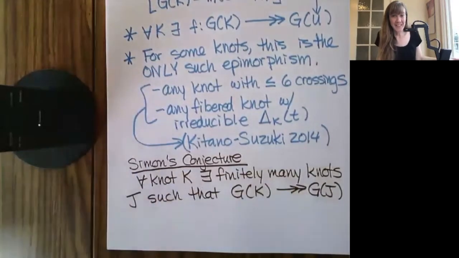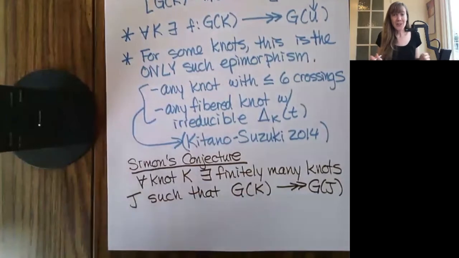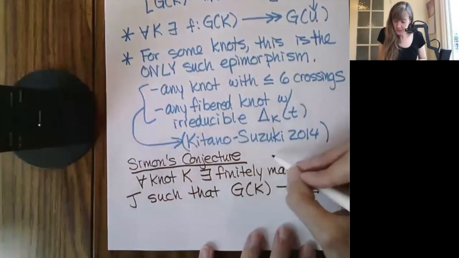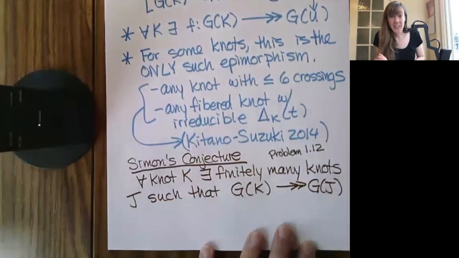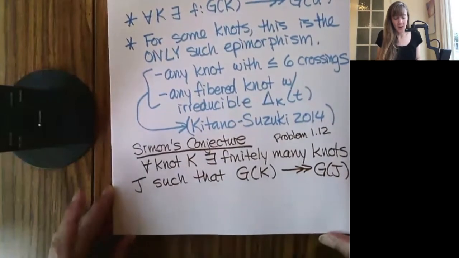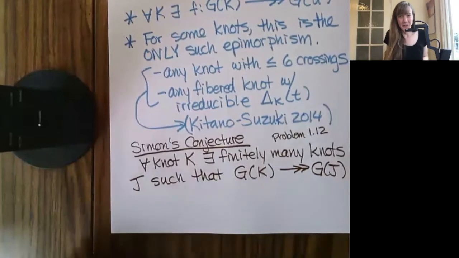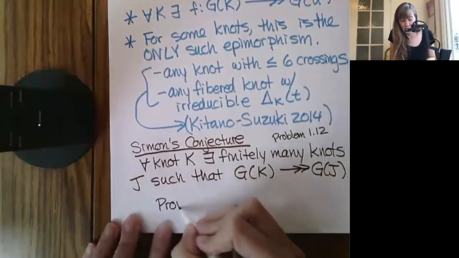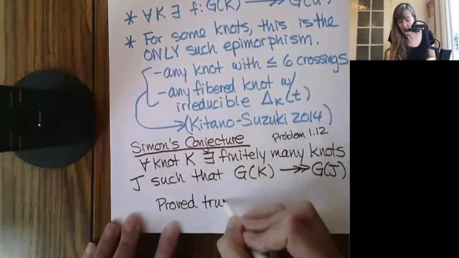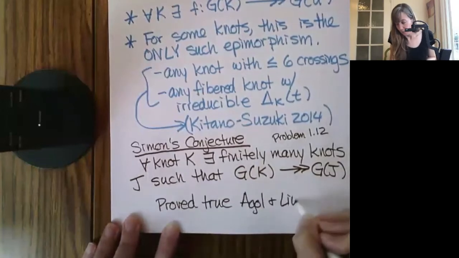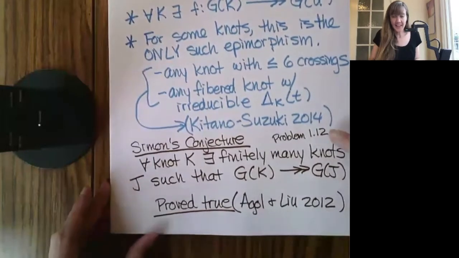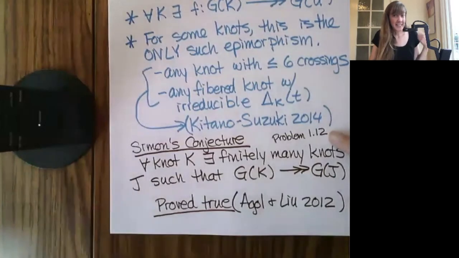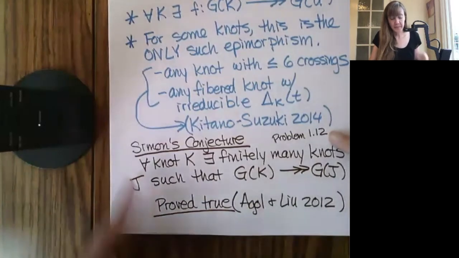All right, it's named Simon's conjecture after John Simon. And it's also listed in Kirby's list of problems. It's listed in problem 1.12, which has actually a small collection of problems about this relationship. All right, and this conjecture was proved true in 2012 by Agol and Liu. Okay. I said this problem contains a list of 4 different results, and this was one, proved true.